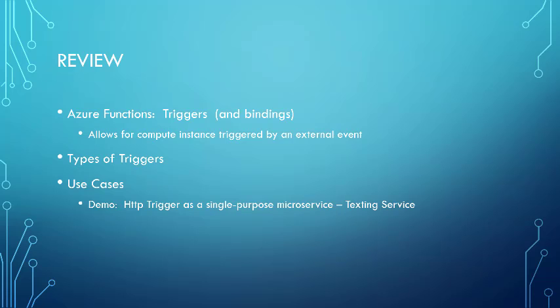All right, let's review. Azure functions, triggers, and bindings allow for compute instances to be triggered by an external event to a piece of code. We went over the types of triggers, the HTTP trigger, blob triggers, timer triggers that could cause that code to run. The use case, which I'm going to go into now, we're going to wrapper a single purpose microservice to do texting.